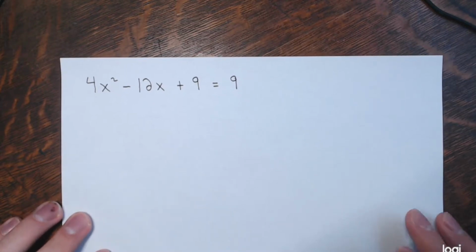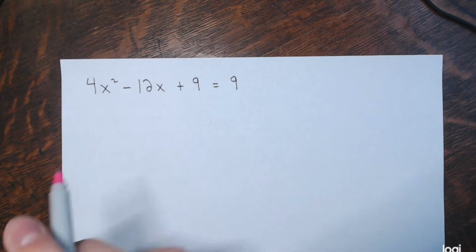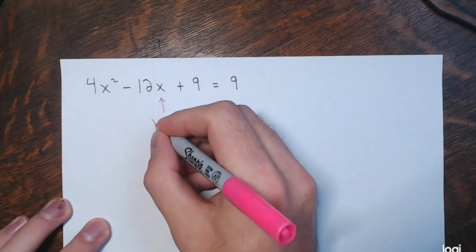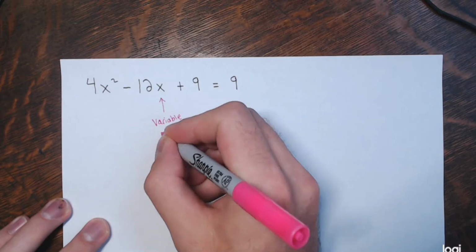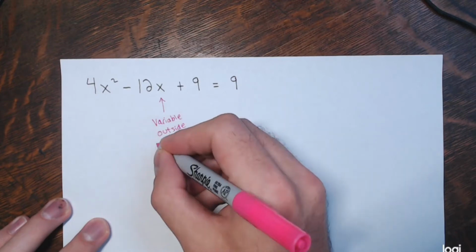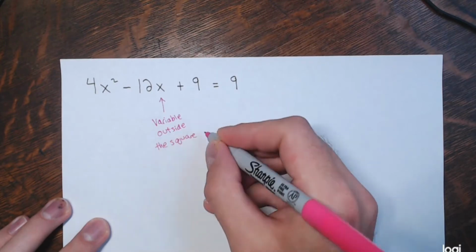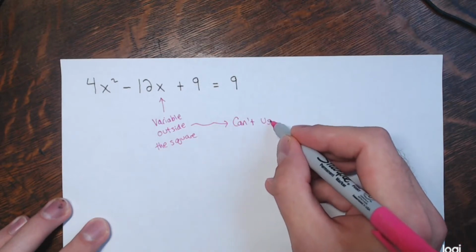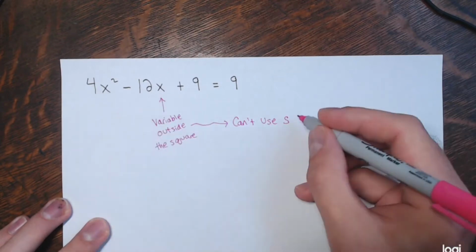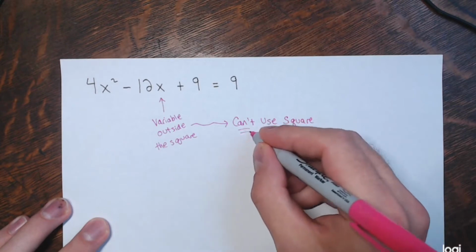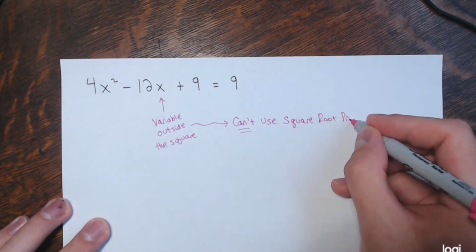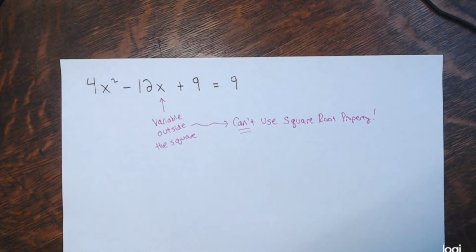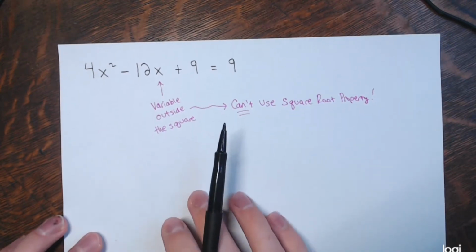So, see how there's a variable in a square, x squared. But then there's a variable outside a square. And if that's the case, then I can't use the square root property as is. So that means I have to manipulate the equation in some way, rewrite it in some way, so I can use the square root property.